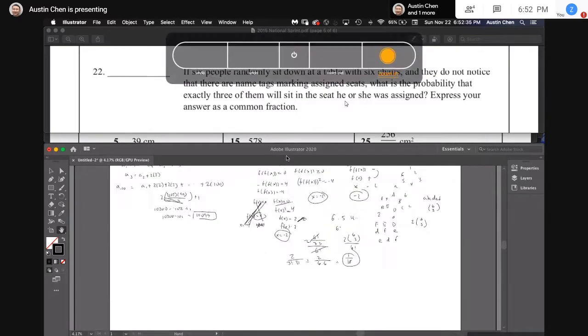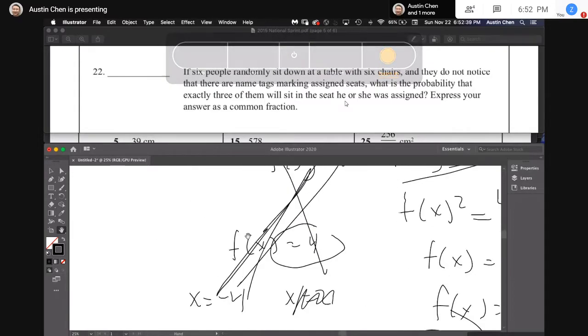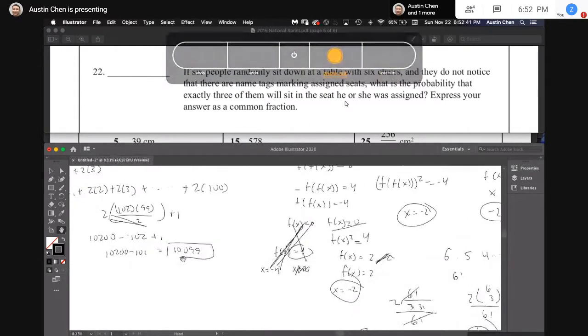Oh wow, I took up a lot of space already. I don't think I zoomed in enough. Oops. All right, whatever.